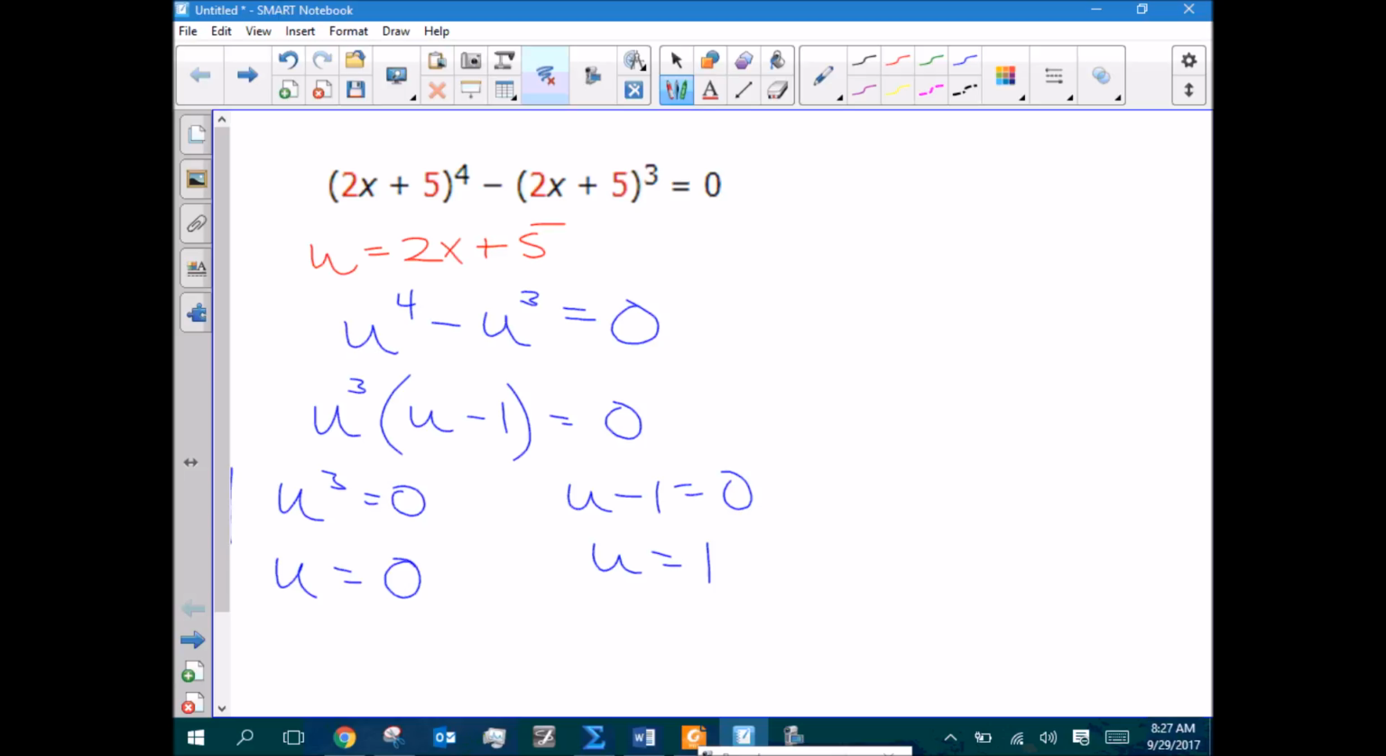But now, once we've solved for u, we're going to come back up and make that substitution. So we're going to say 2x+5 for that u, and 2x+5 for that u, and if you go through and solve those again, you still get negative 5 halves and negative 2.